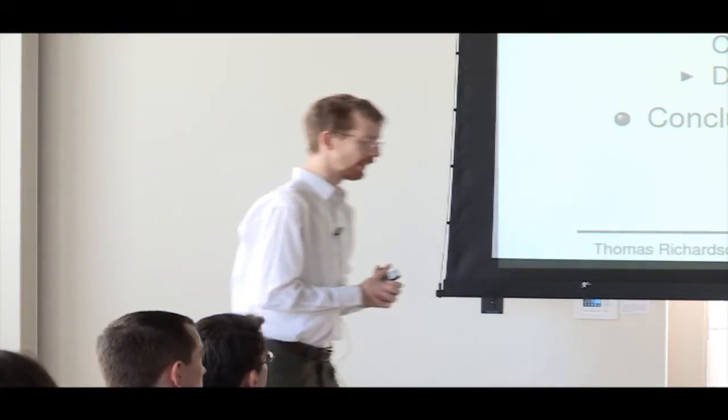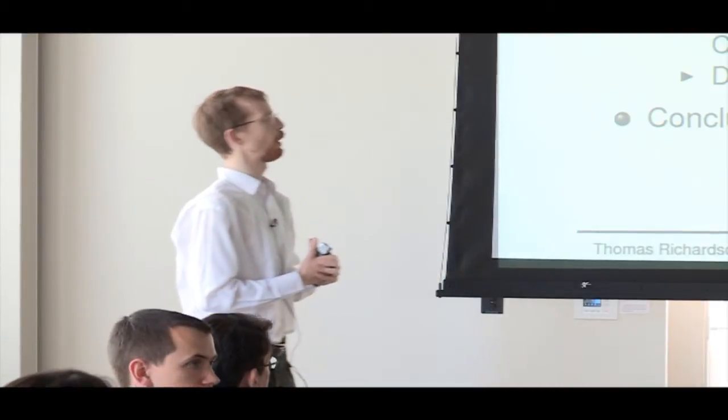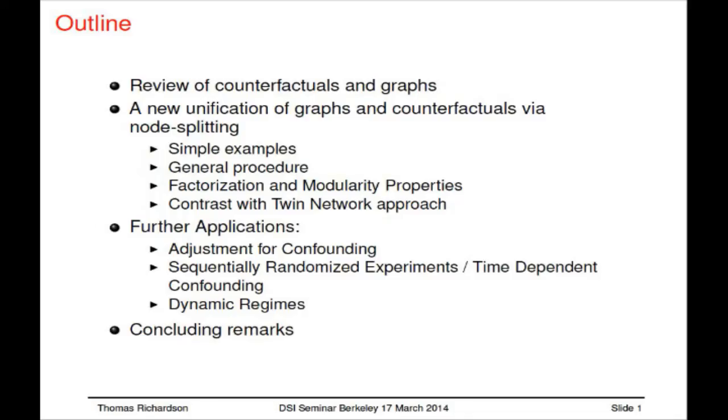I'll give some very simple examples. I'll then give you a general procedure and talk about two properties that I call factorization and modularity. And then I'll contrast the approach that I'm presenting here with another approach due to Judea Pearl called the twin network approach. And I'll do that in the context of an example. And then I'll show some further applications of the theory in terms of adjusting for confounding, sequentially randomized experiments or time-dependent confounding. I'll very briefly show you just a glimpse of how it extends to think about dynamic treatment regimes, and then I'll have some concluding remarks.